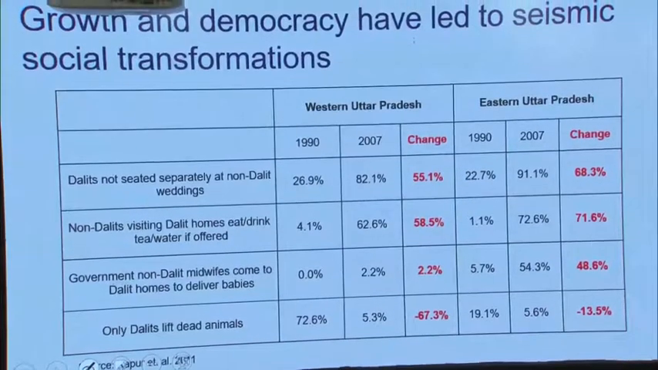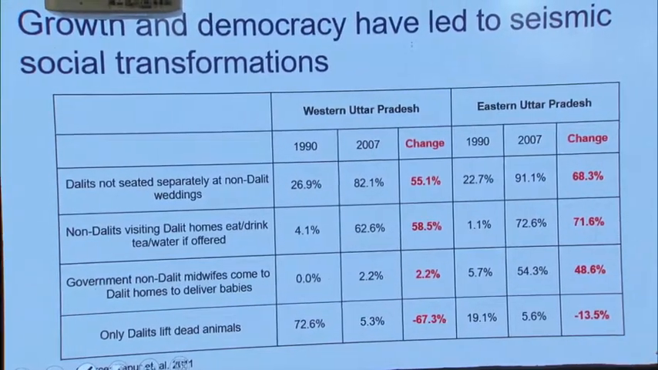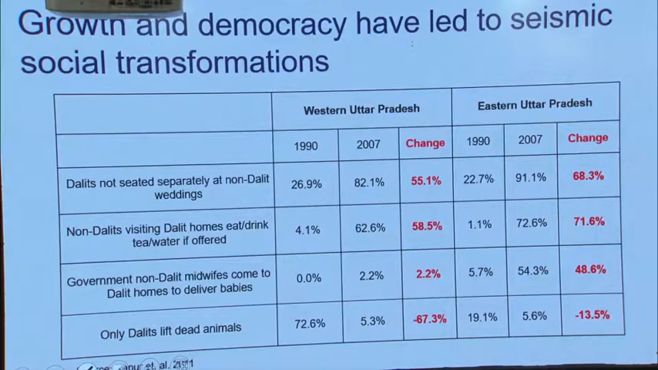Okay. Now, again, this is research done by Professor Devesh Kapoor and colleagues at the University of Pennsylvania. Now, this relates to the question that came up, right? Guarantees. Did they work or did they not work? They did some work. They went and did surveys of 2 villages, one in eastern Uttar Pradesh and one in western Uttar Pradesh, between 1990 and about 2007.